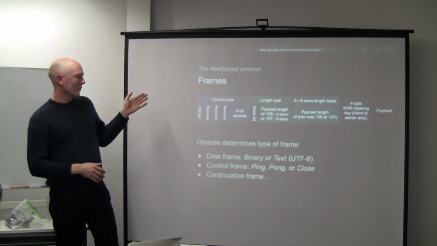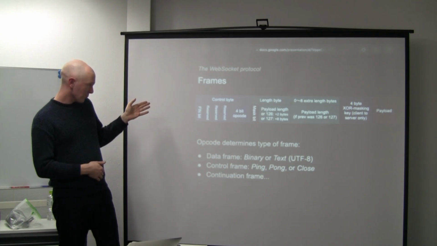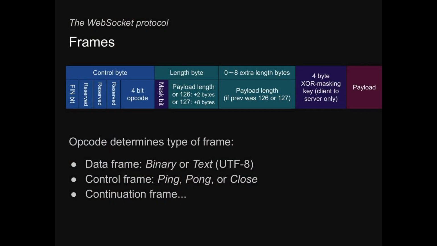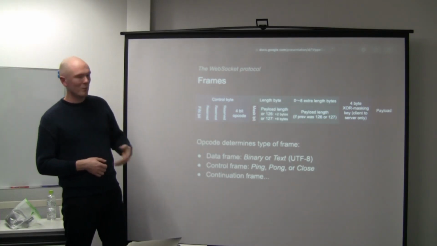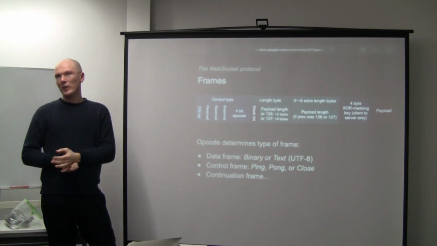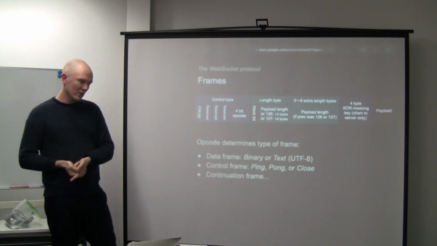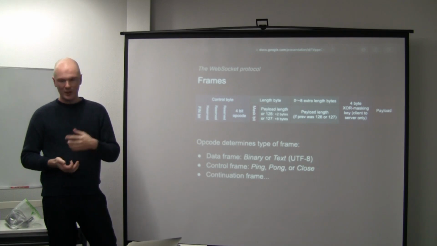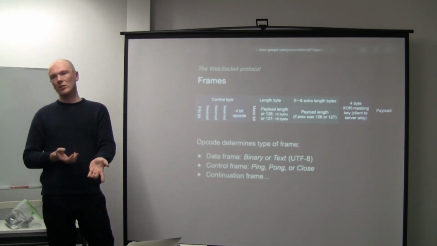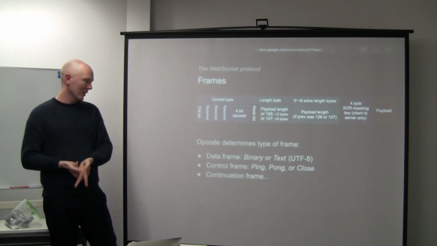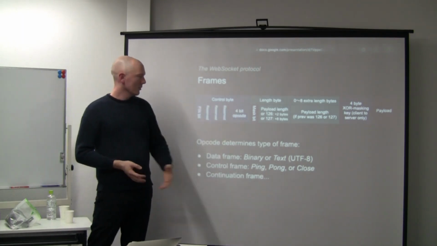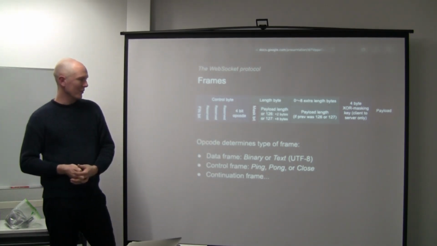Once the WebSocket handshake has been completed, every message is sent through any number of frames, and this is basically a diagram of how a frame looks on the byte level. The first is a control byte, which specifies a number of opcodes. The opcodes determine whether a message is a binary message, a text message, or a control frame that can say, I want to close the connection, or a ping to ask the other side, are you still there, are you still alive? Next is the length byte. It just determines the length of a payload.